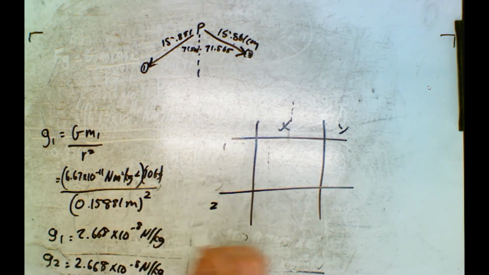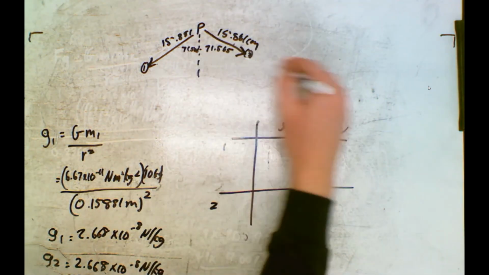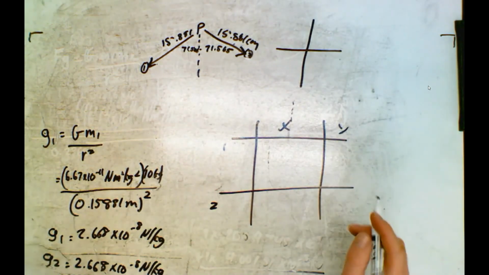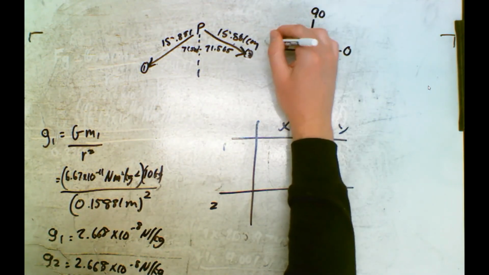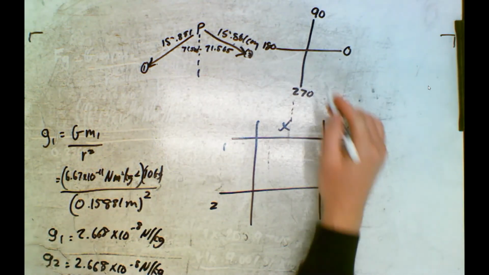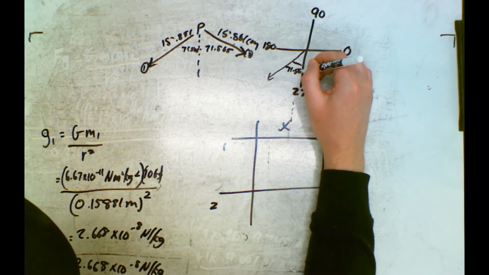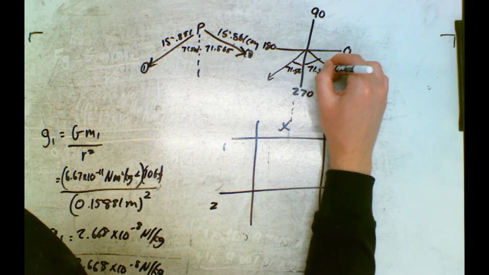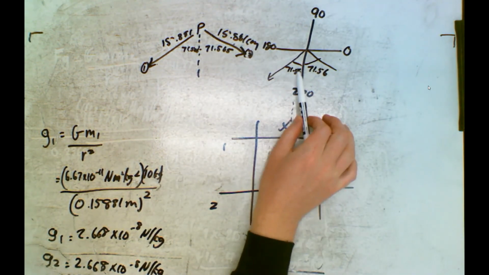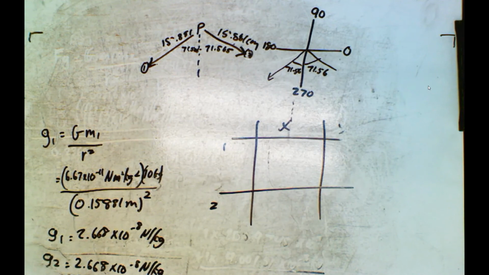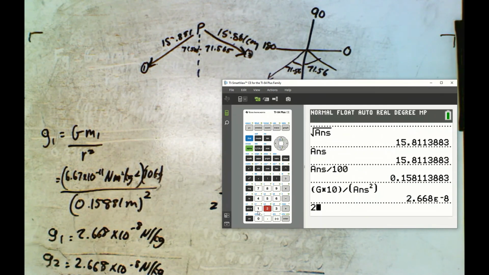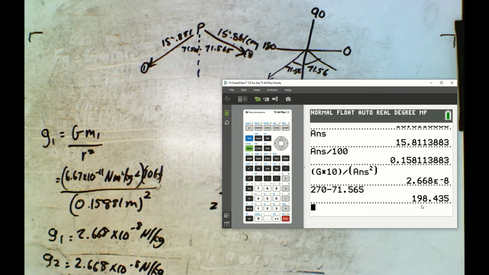Both of them have the same magnitude, but what we need is a direction in RCS. Remember that is 0, 90, 180, 270 in RCS. So this one is 71.56, and this is 71.56. That means the angle for number 1 is going to be 270 minus that 71.565. So if I go 270 minus 71.565, we end up getting 198.435.